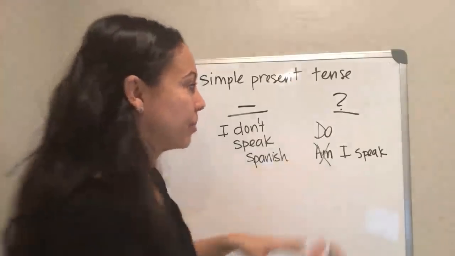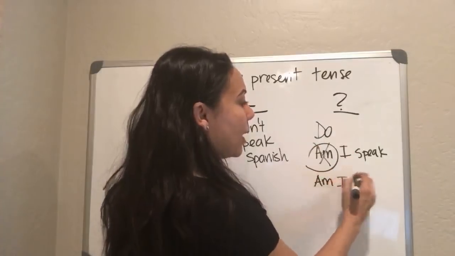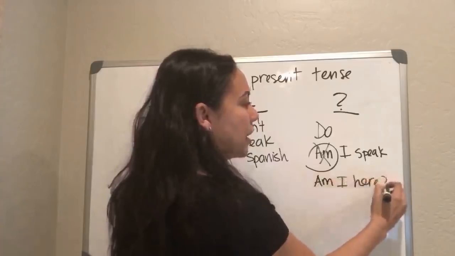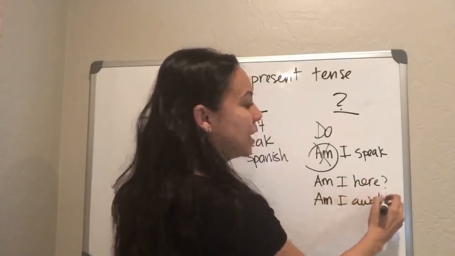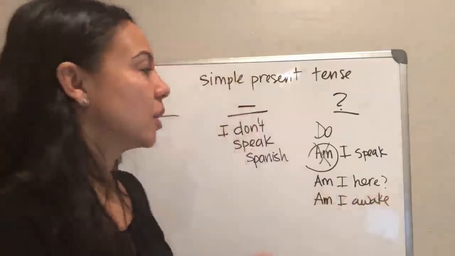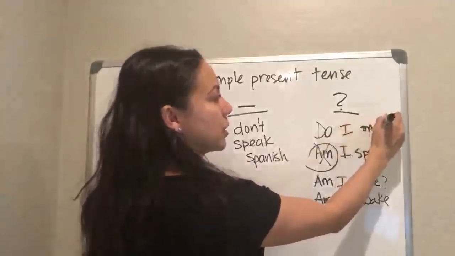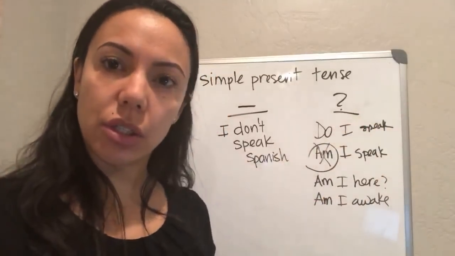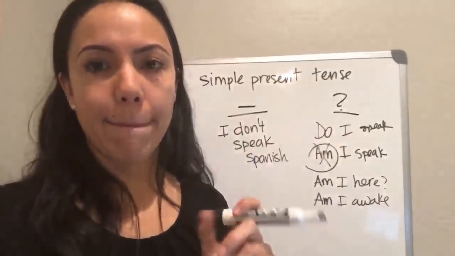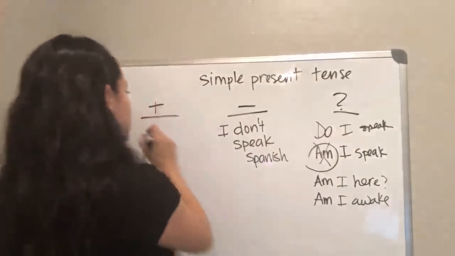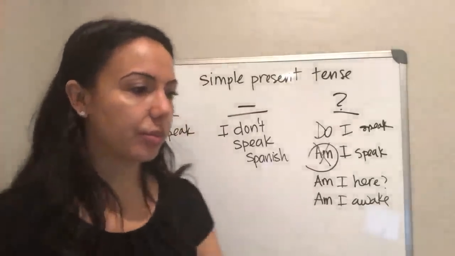With "am," we are going to use it for things like, "Am I here? Am I awake?" It's like a state of being. So in this, we're going to say, "Do I speak Spanish? Do you speak English?" I speak Spanish. Good, good, good. I speak. Awesome job, everyone.